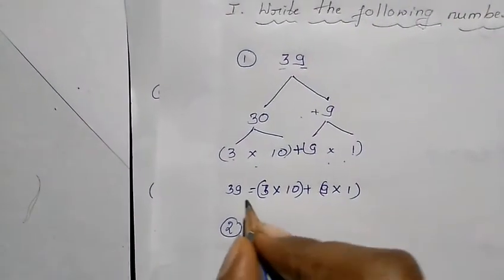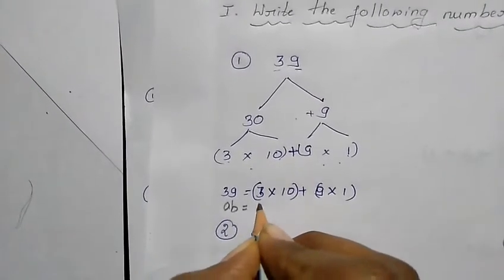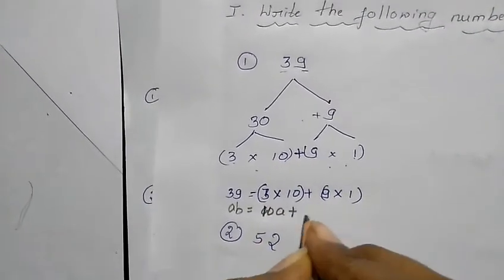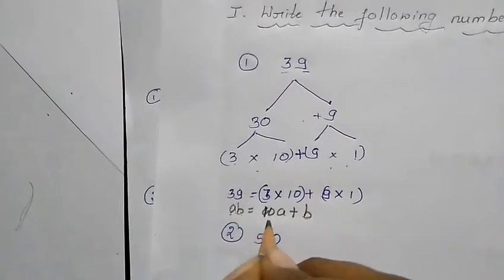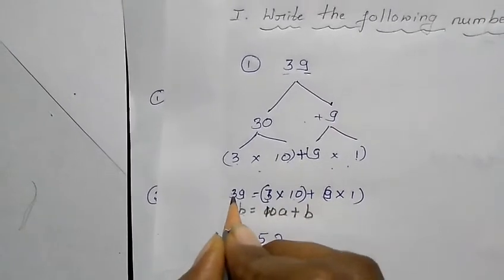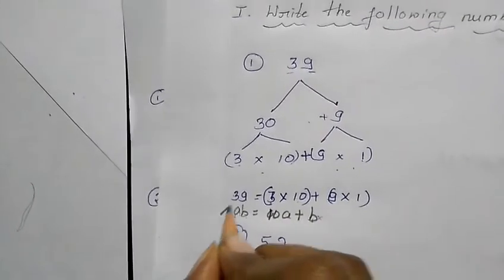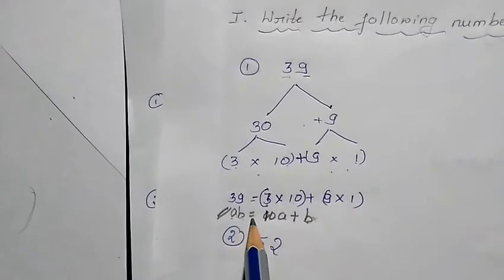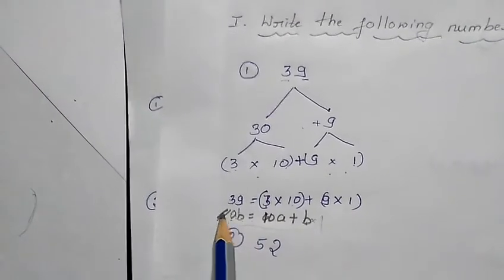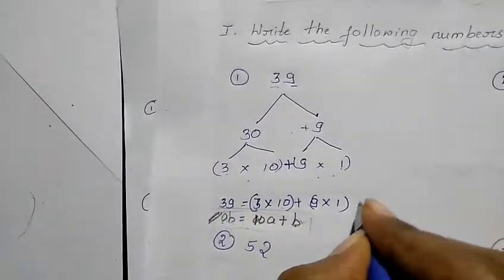So just we have observed the example, that is AB equal to, what is our formula? 10 into A plus B. So observe here, AB is our formula, that is 39. 10 into A, where A is 3, and B is 9. 9 into 1, or you can write B. This will help you to write the 2-digit number in a generalized form. No need to worry about writing this one, just write this equation. Okay. Then second problem, 52.